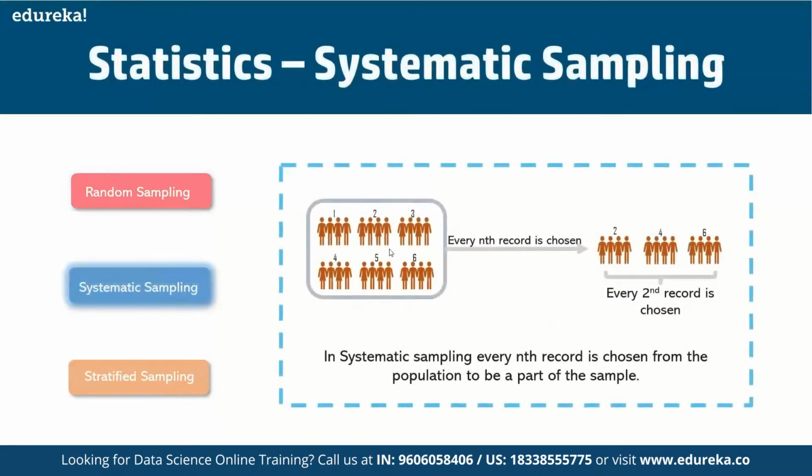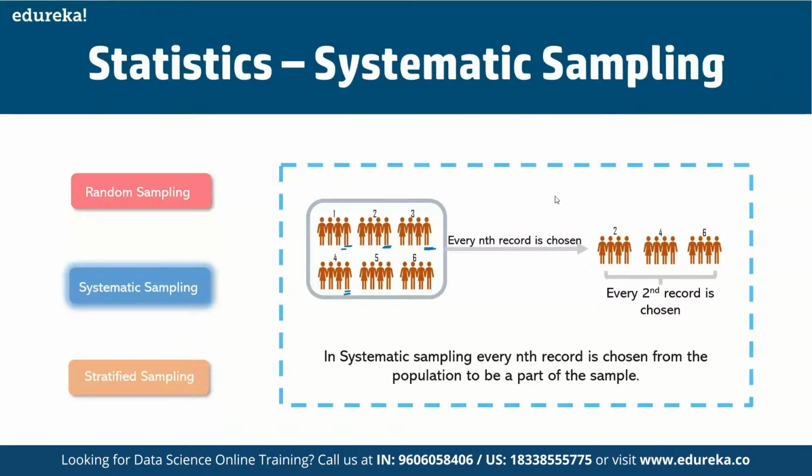What is systematic sampling? You're going to pick every second row of data or pick every fourth person. So this is my fourth person, this is a fourth person, fourth person, fourth person, and so on. This is called systematic sampling.